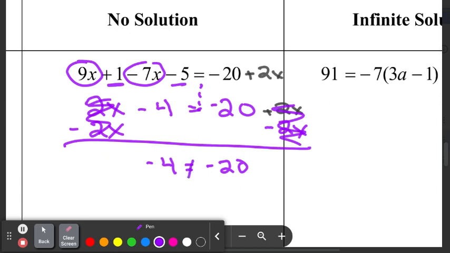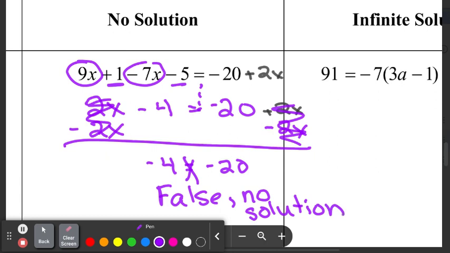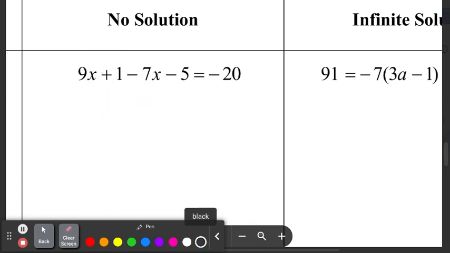So what you end up with, the variables cancel when you have the correct problem. But this equation here, these don't match. The equation is false. So that means there's no solution. Nothing is going to work. Now, going back, let me put my 2x back in.